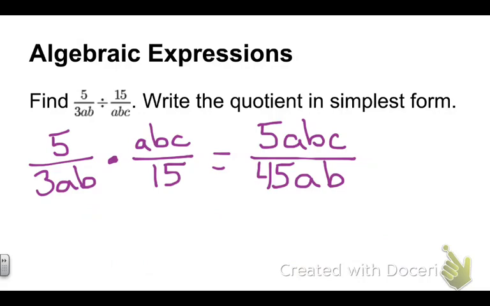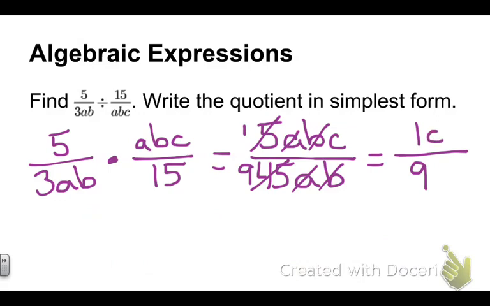You can simplify this. Let's take your numbers first. We got 5 and 45. 5 goes into 45 9 times. So our fraction is going to be 1 over 9. Now look at your letters. Do you see anything that repeats? A divided by A is simply 1. And B divided by B is 1. B goes into B 1 time. And then we've got the C that doesn't go into anything, so that's going to stay.